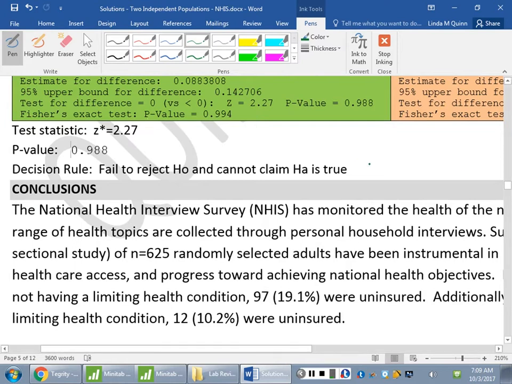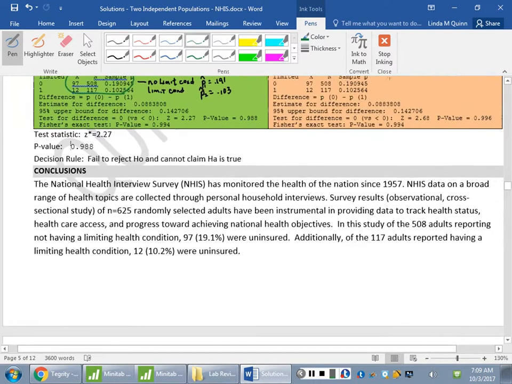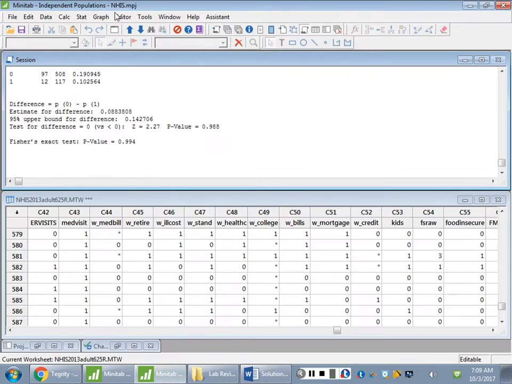So let me slide this out so you can read the actual section here. So in this study of 508 adults reporting not having a limiting health condition, 97 were uninsured. Additionally, 117 reported having a limiting health condition, and 12, or 10.2, were uninsured. Okay? And once again, those are the two numbers you want to see in your graph, too, the 19.1 and the 10.2. So let's come back to Minitab and do a graph.